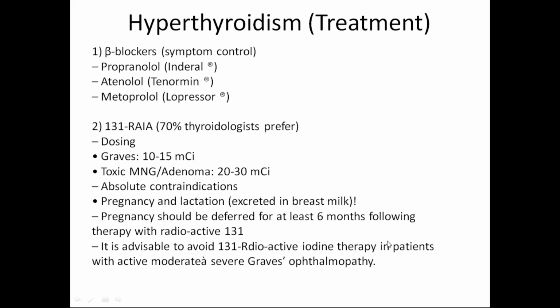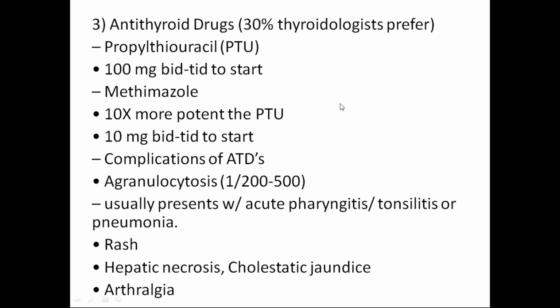Okay, and antithyroid drugs are propylthiouracil, which is safe in case of pregnancy, and methimazole, which is 10 times more potent than propylthiouracil, so the dosage is 10 times lower, so 100 for propylthiouracil and 10 for methimazole. And complications are agranulocytosis, rash, hepatic necrosis, cholestatic jaundice, and arthralgia can be present. Okay, agranulocytosis, remember this is important. In case of antithyroid drugs, we may have that.